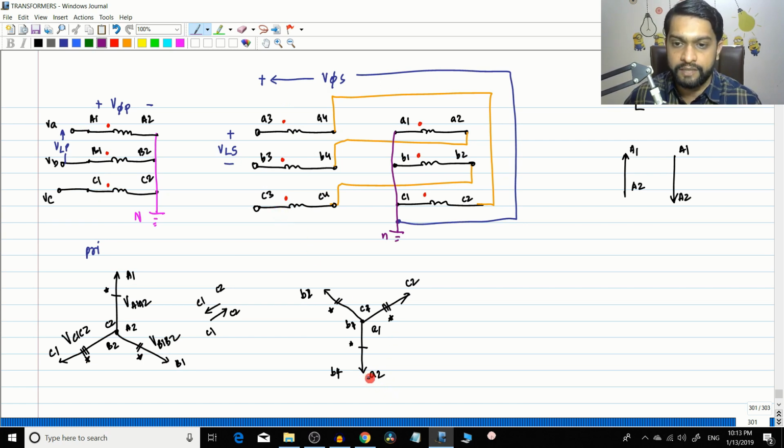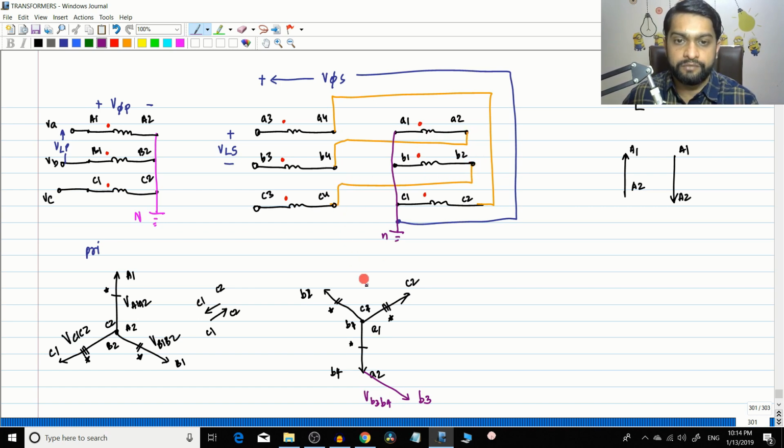Okay, so let us draw the vector parallel to this vector. So this will be B3. So this vector will be V, B3, B4, right? This is vector V, B3, B4.